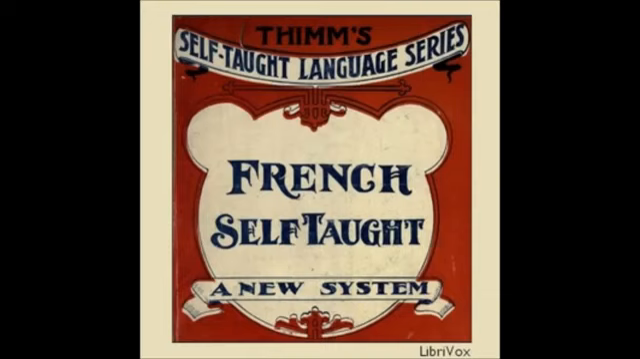Pluperfect. I had received. J'avais reçu. Tu avais reçu. Il avait reçu. Nous avions reçu. Vous aviez reçu. Ils avaient reçu.